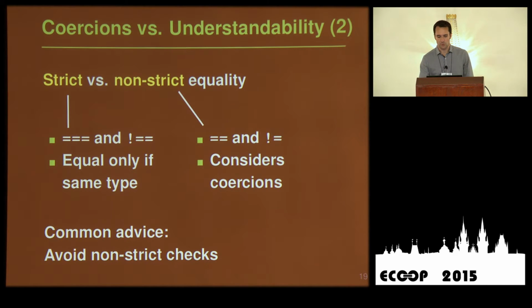Another reason why coercions may harm code understandability is the different semantics of strict and non-strict equality. In JavaScript, you have two kinds of equality operators. Strict equality, which is triple equals, is only equal if both operands have the same type. This is what you would expect, what you get with equals in Java, more or less. And then there's non-strict equality, double equals, which first applies coercions, if possible, to see if it can make the two values equal, and then does the equality check. Because the semantics of non-strict equality are pretty complex, the common advice is to avoid them and to instead use only strict equality. So now, do developers follow this advice?